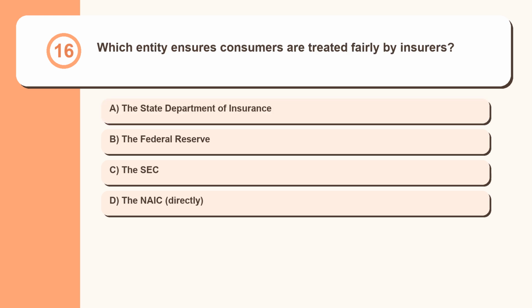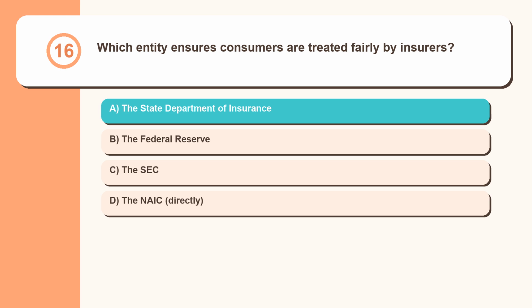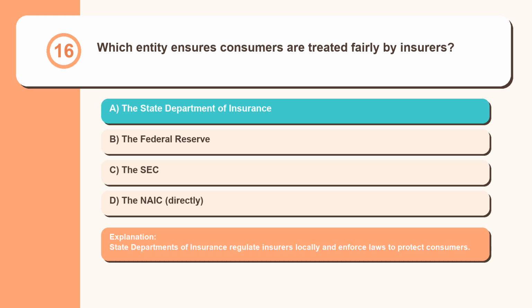Question 16. Which entity ensures consumers are treated fairly by insurers? The State Department of Insurance, the Federal Reserve, the SEC, the NAIC, directly. State departments of insurance regulate insurers locally and enforce laws to protect consumers.